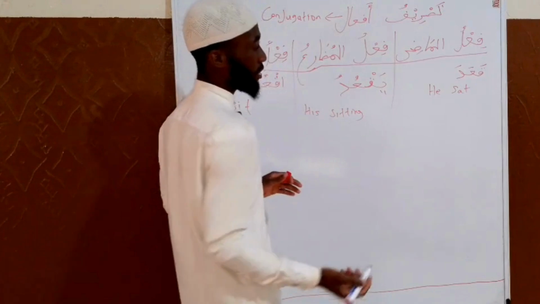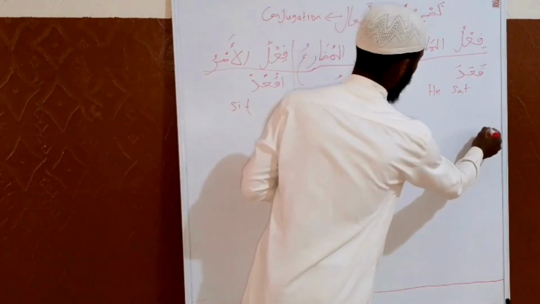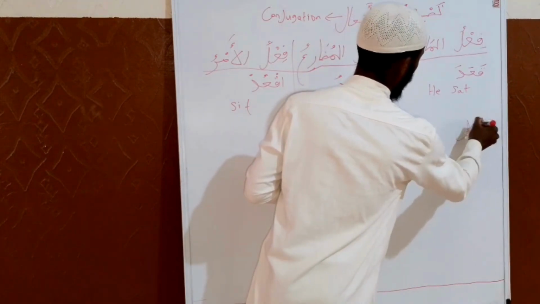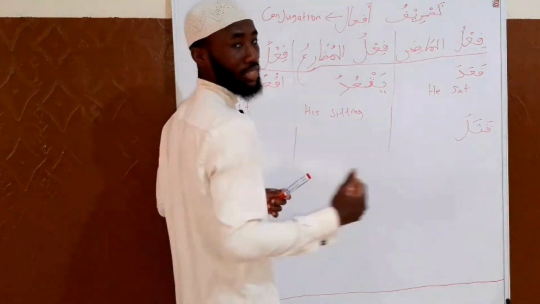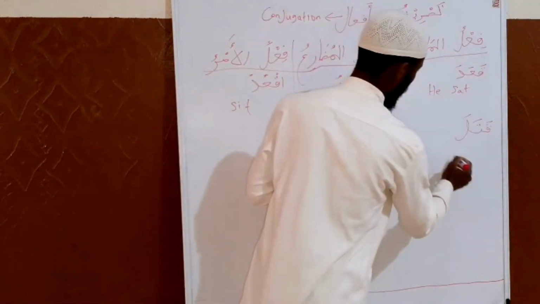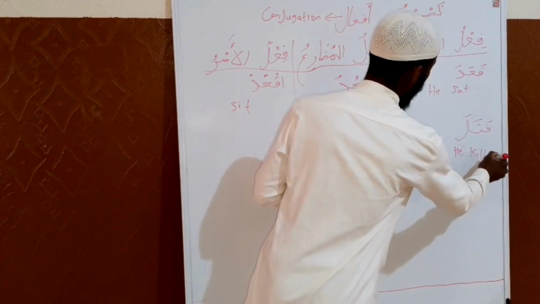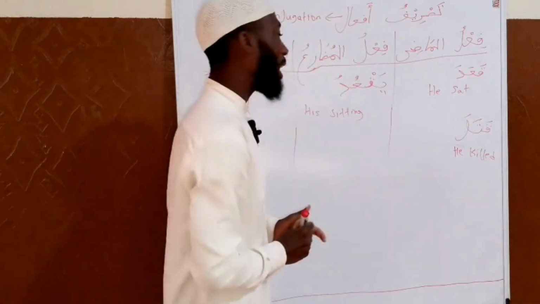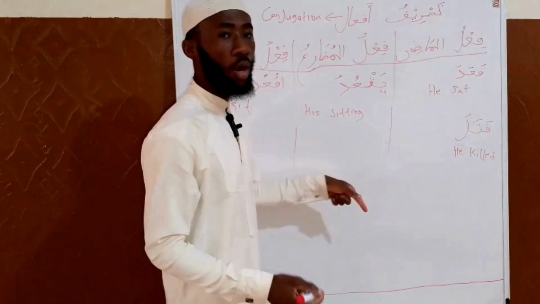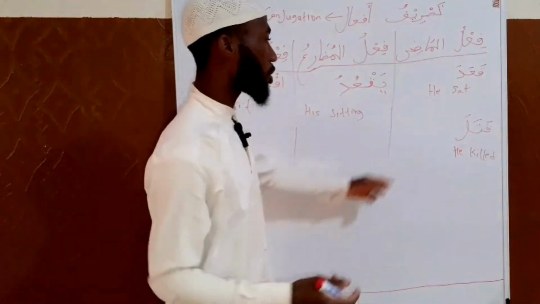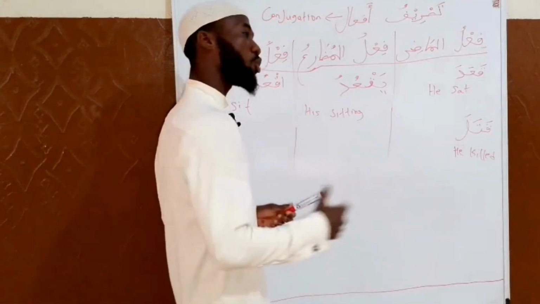Now another example is qatala. We have qatala, that is he killed. Now we have yaq'ulu. That is the fi'l mudari. That is the conjugation that occurs to this verb. Now we have qatala, then it is going to be yaq'ulu.